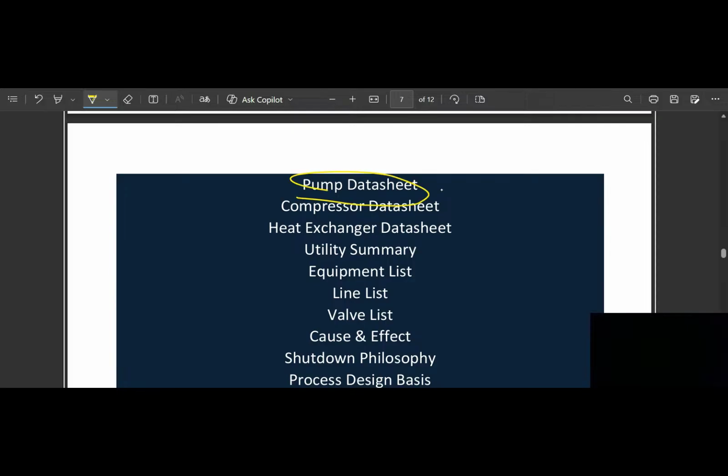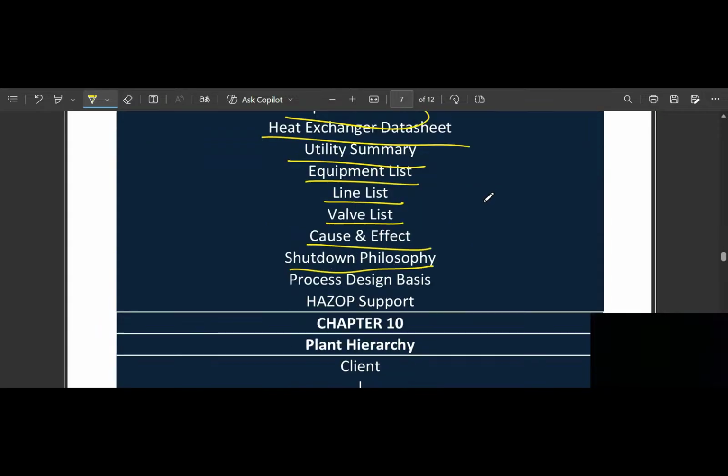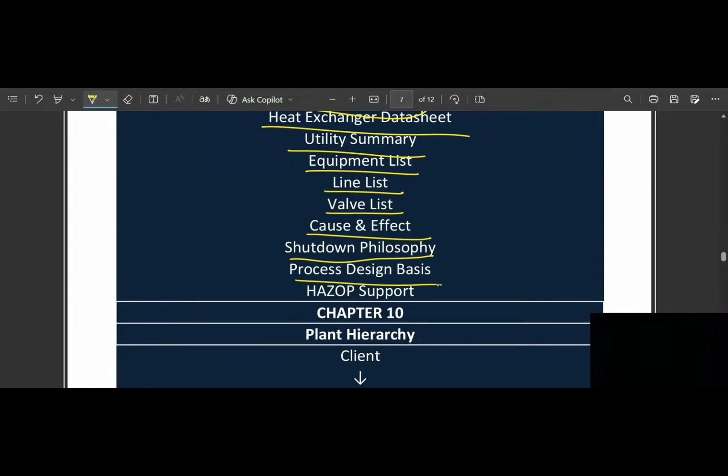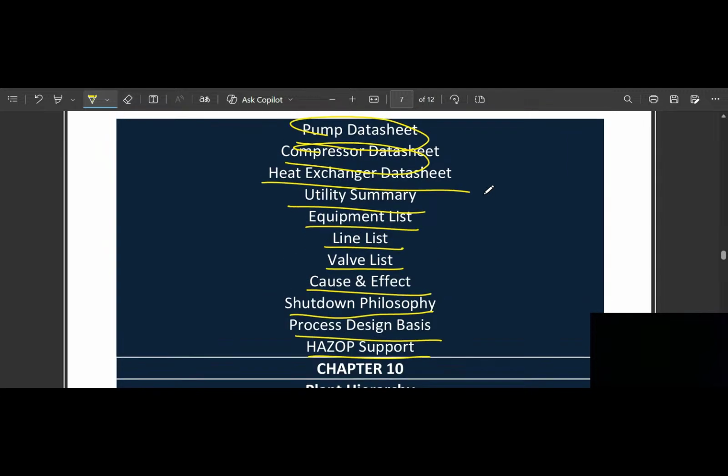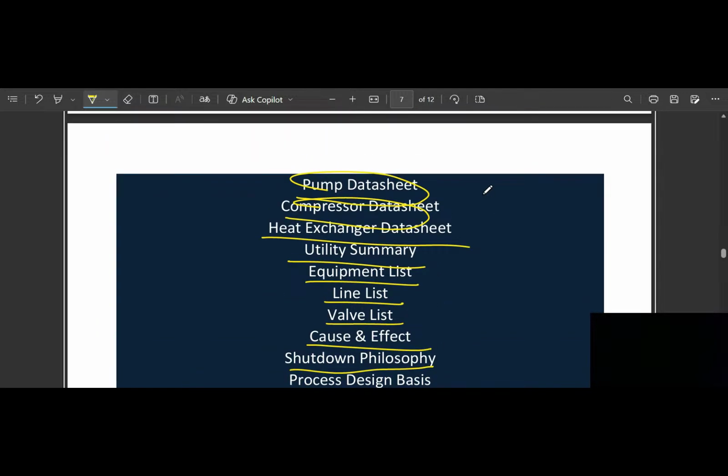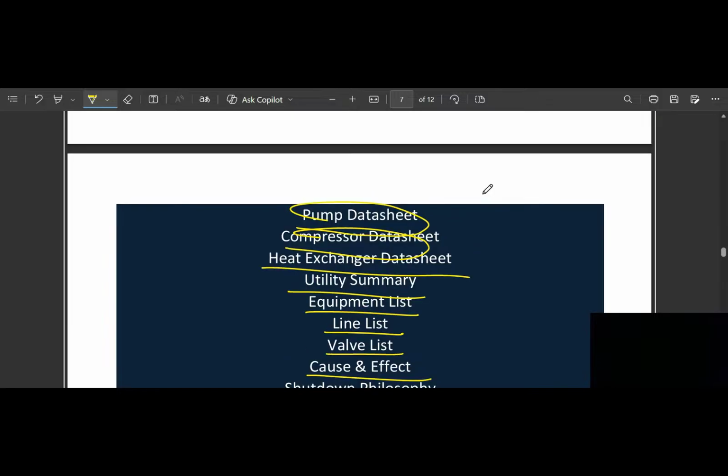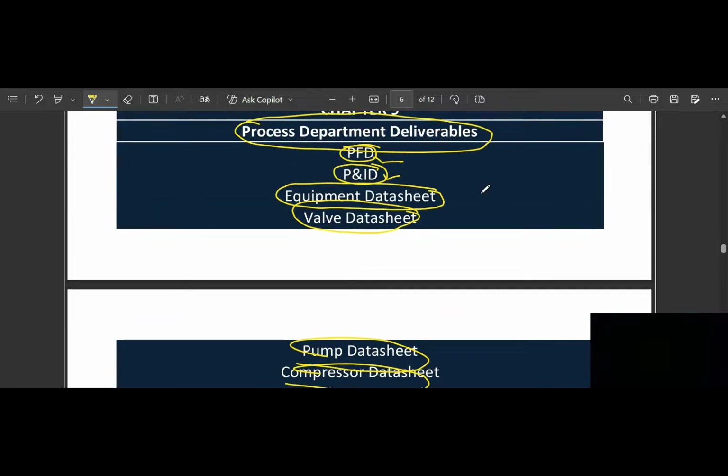pump data sheet, compressor data sheet, heat exchanger data sheet, utility summary, equipment list, line list, valve list, cause and effect, shutdown philosophy, process design basis, and hazard. Okay. So as a process design engineer, you should know these things. Okay. Then only you can survive in any process industry.